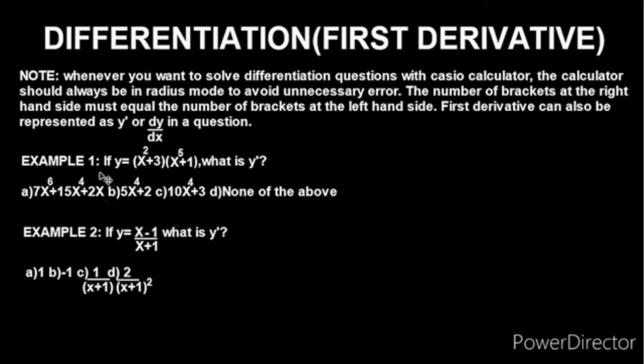Example 1 says, if y equals s squared plus 3, and brackets again, s raised to the power 5 plus 1, what is y prime? As you can see, they chose to use y prime instead of dy over dx. So they all mean the same thing. Right now, let's bring the calculator and solve this example together.